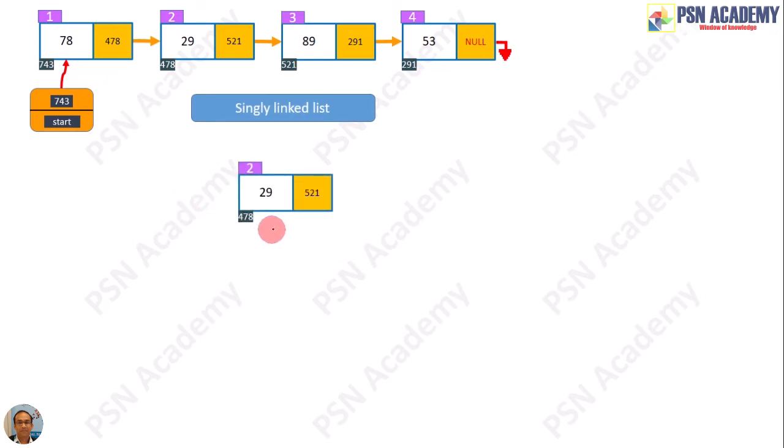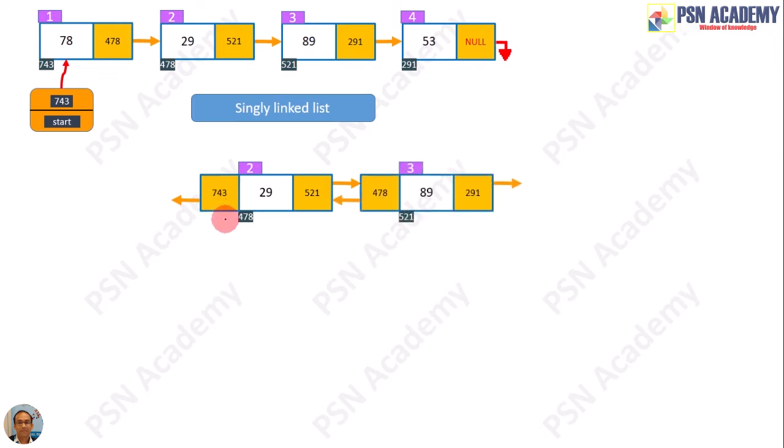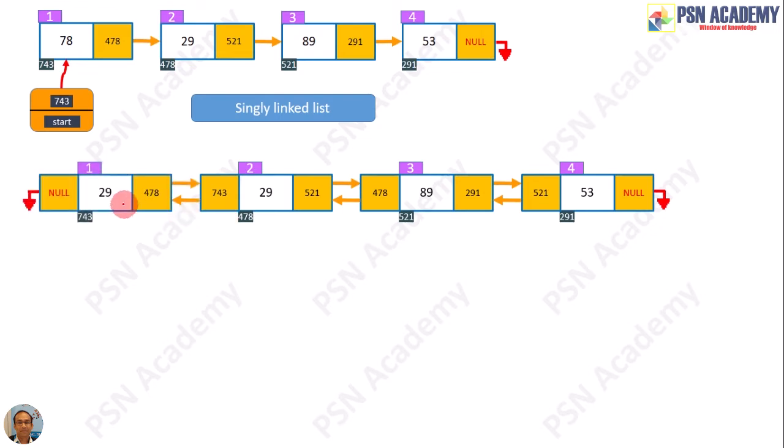In a doubly linked list, we have a similar structure with an added address part. This 521 is the address of the next node and 743 is the address of the previous node, and we get a doubly linked list like this. The first node, of course, will have the previous pointer as null, and the last node will have the next pointer as null. So we have two pointers, previous and next, in each node.